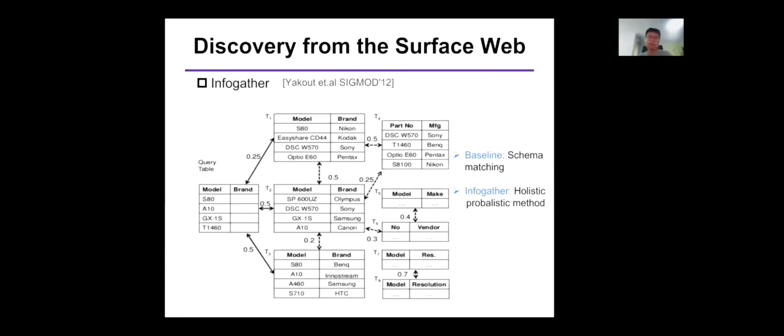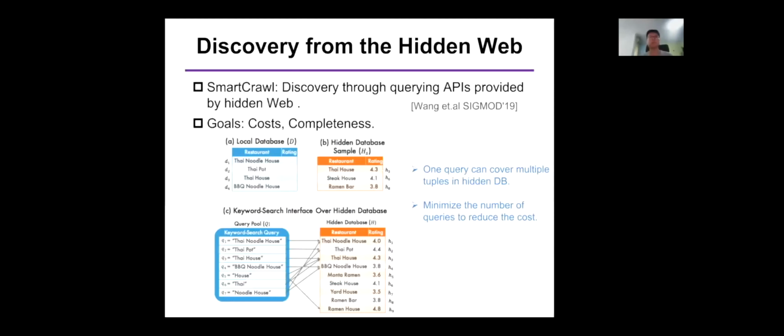The basic idea is to first identify the web tables that have matching schemas with the base one, but it always suffers from low accuracy and coverage. So InfoGather proposed a holistic probabilistic method that considers multi-hop relations of tables to conduct the value inference.